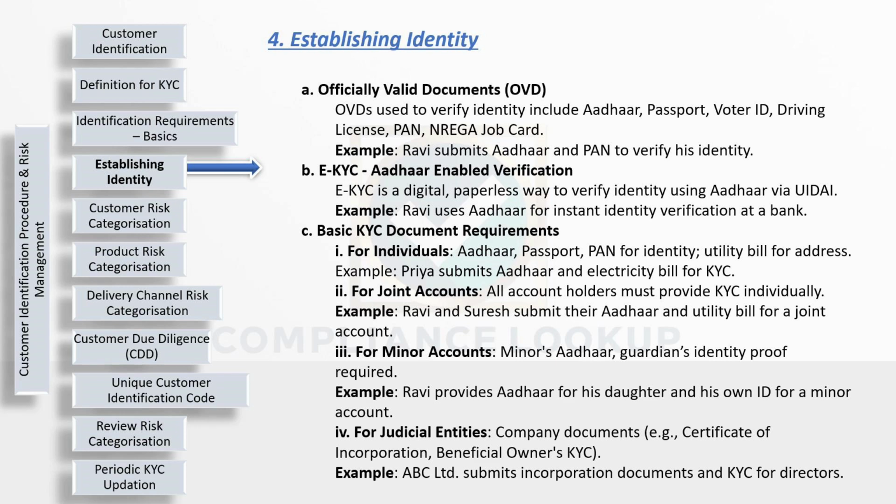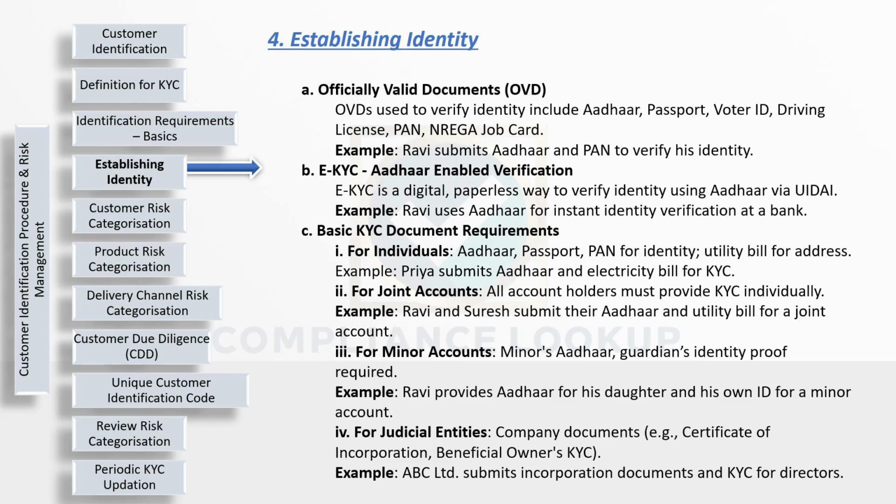Example: ABC Limited wants to open a corporate account. The company must submit its certificate of incorporation, a board resolution for authorized signatories, and KYC for the company's directors and shareholders, if anyone holds more than 25%.